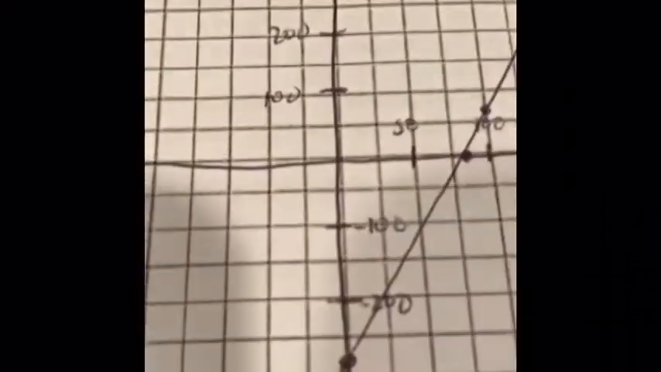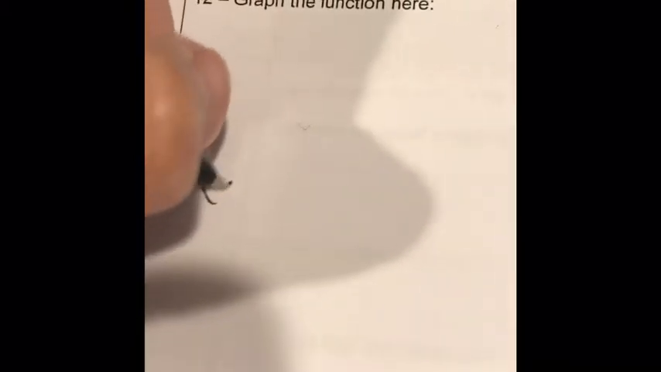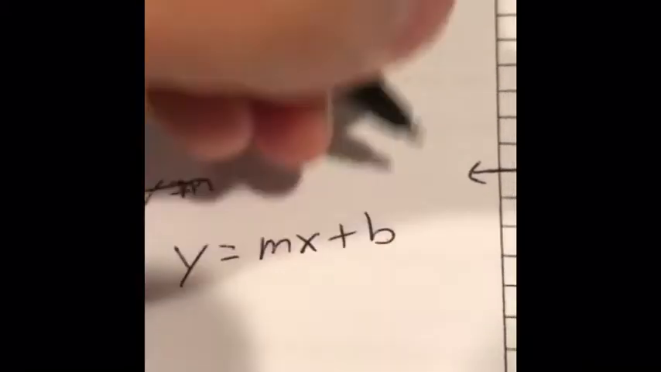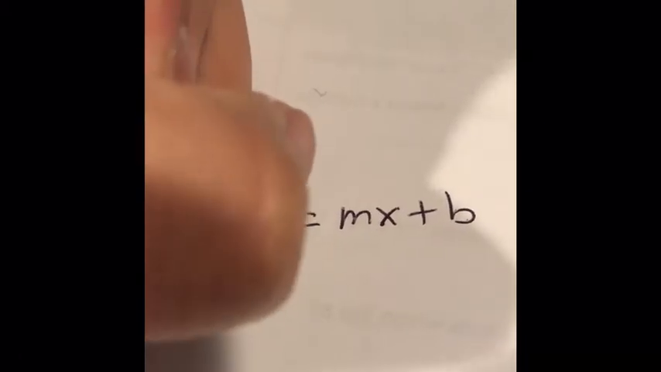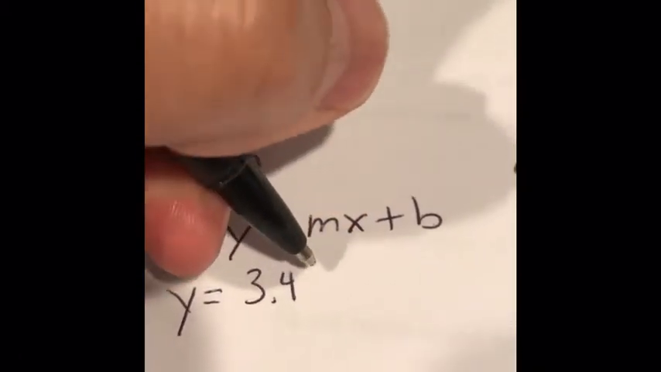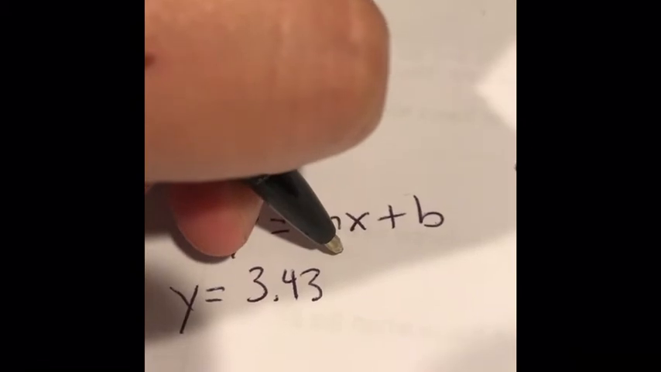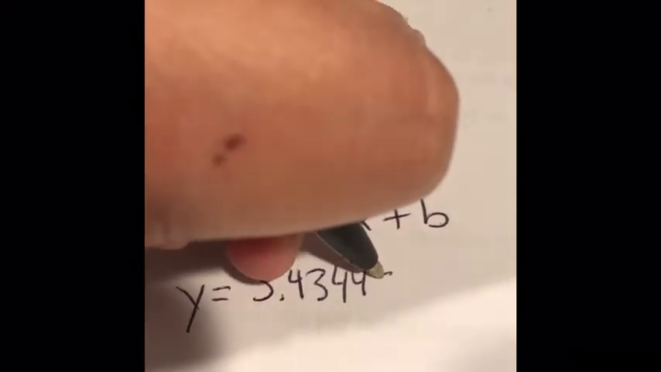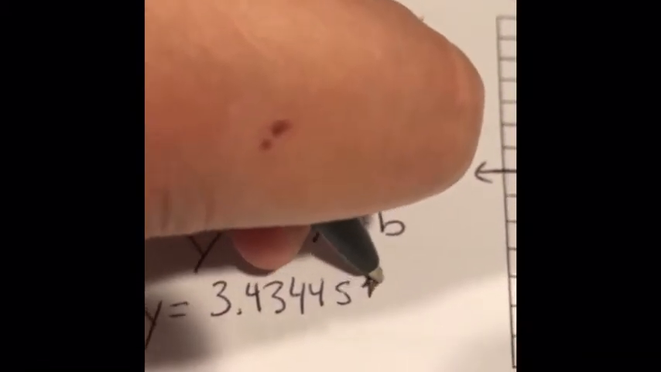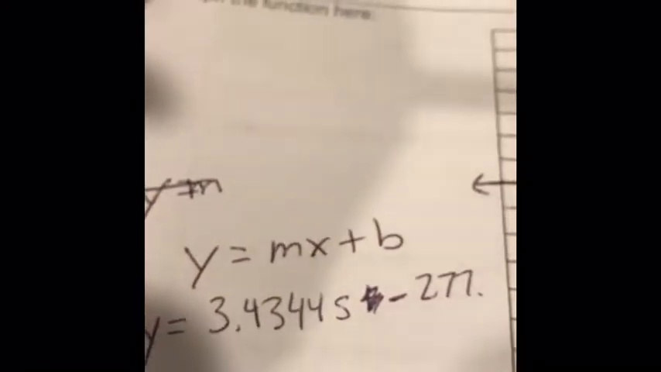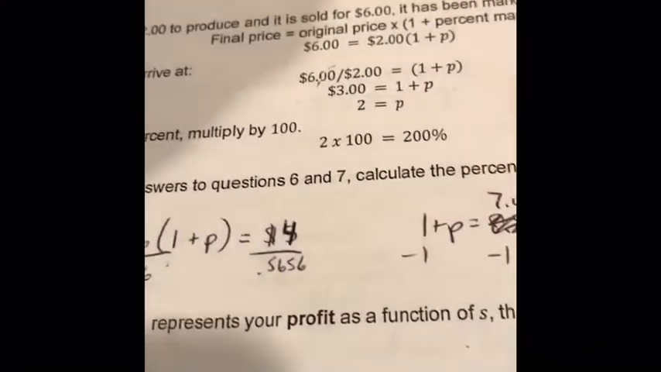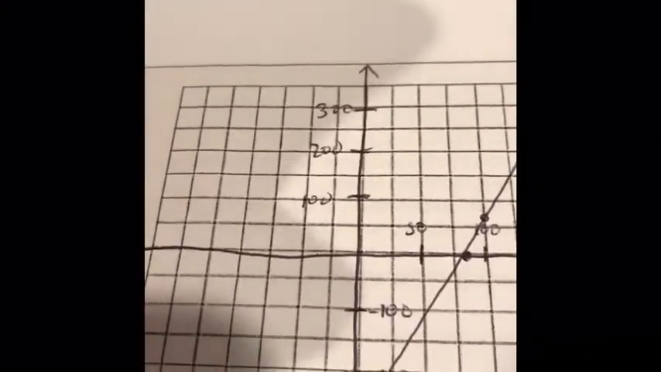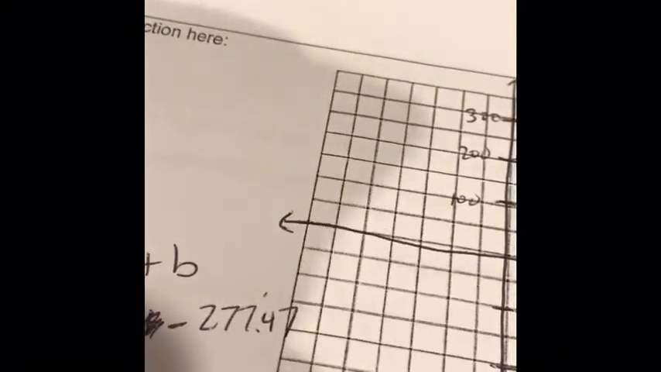Last, you got to graph the function. Remember, y equals mx plus b. Let me write that down. Y equals mx plus b. So my function was y equals 3.4344s plus, no, not plus, minus 277.47. So this number is the y-intercept. So I put it right here.